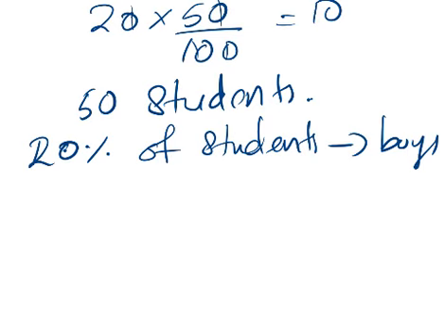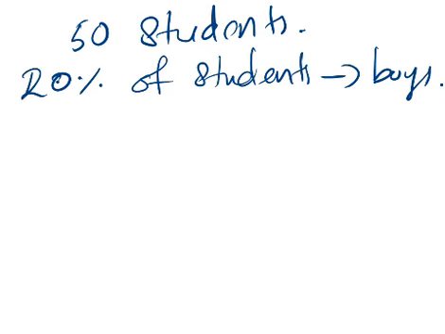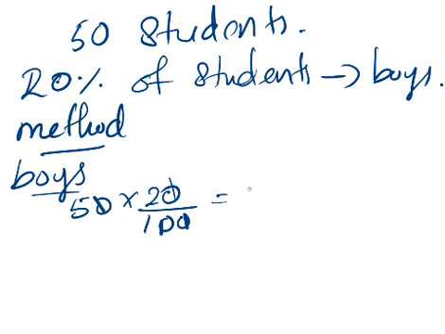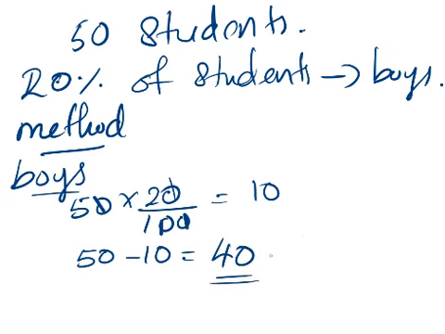Okay, so there are two methods. I will show both methods. First method, we can find the number of boys first. So boys is 50 times 20 over 100. So this is equal to 10. So there are 10 boys in your class. Then the remaining students will be girls. So 50 minus 10, which is equal to 40. So there are 40 girls in your class.